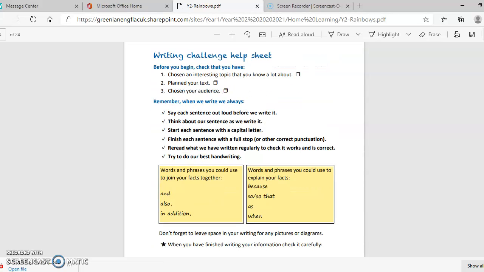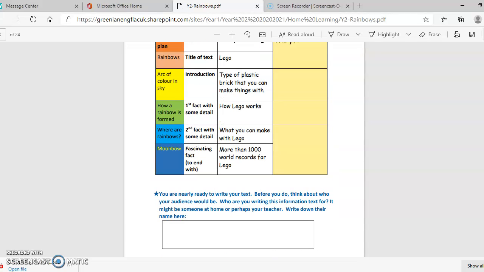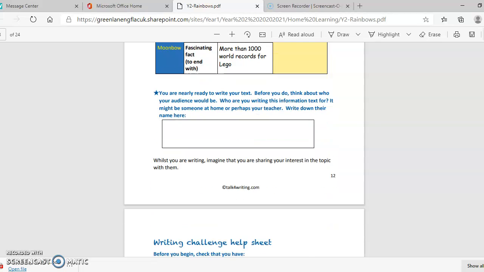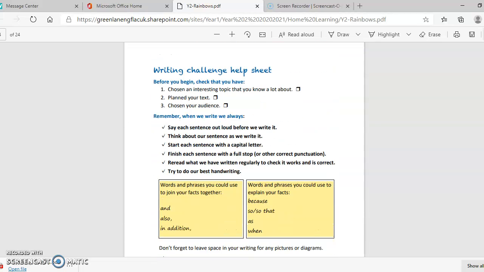Okay. So what we're going to be doing now is you're going to be using your plan to write out your full sentences now. We need to be writing in full sentences those pieces of information you've got, okay? So when we're writing a sentence, we need to say each sentence out loud before you write it down. We also need to, once we've written it down, check it, don't we? We need to think about our sentence as we're writing it, so making sure we're still saying it whilst we're writing it.